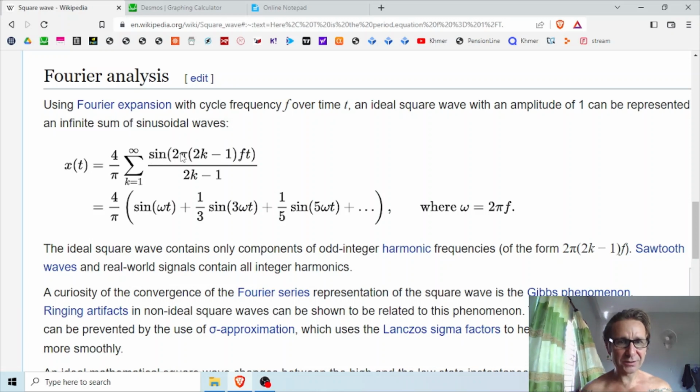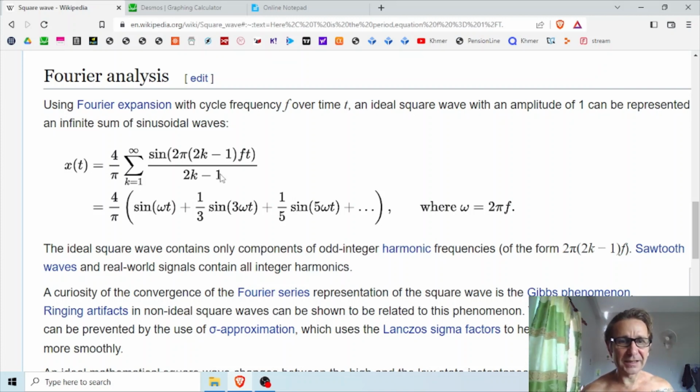I've got the sine of 2 pi ft, but 2k minus 1 is a mathematical sequence, and if k is an integer, this will give me odd numbers. So when k is 1, this bracket will become 1, and when k is 2, this bracket will become 2 times 2 is 4 minus 1 is 3. On and on, so we get 1, 3, 5, 7, 9, and that'll be the odd harmonics of a frequency.